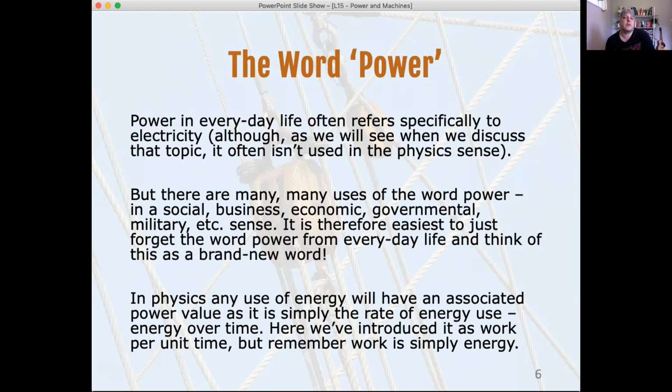But there are many more uses of the word power. We might be talking about social, business, economic, governmental, military, etc. All of those have different uses or ideas behind the word power. So in some respects, it's easier to forget that you've met the word power before and just think of it as a new word that happens to also be power. Right? So power here is the rate at which energy is applied, the rate at which work is done.